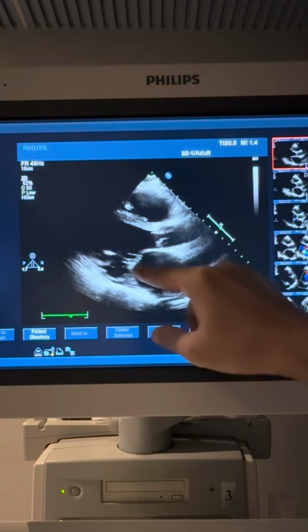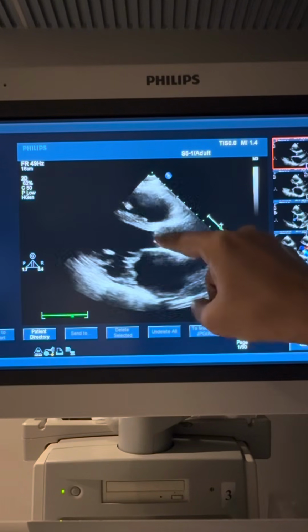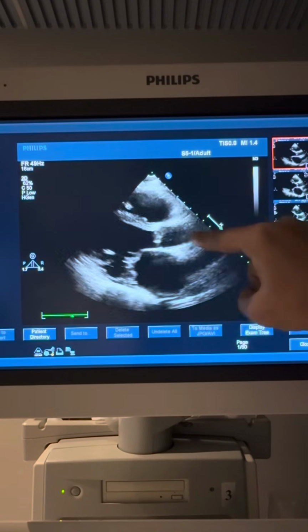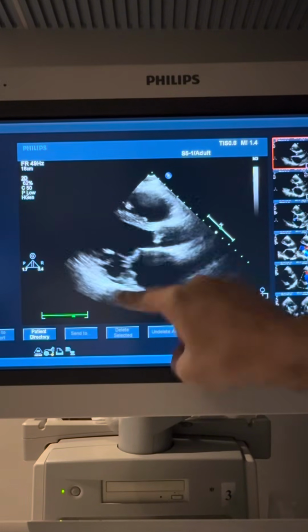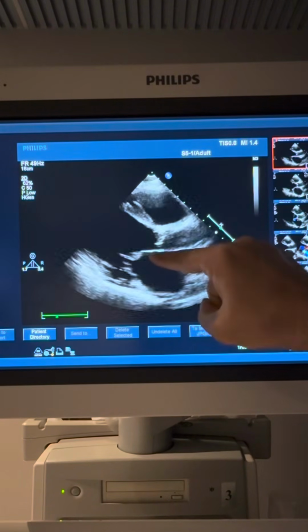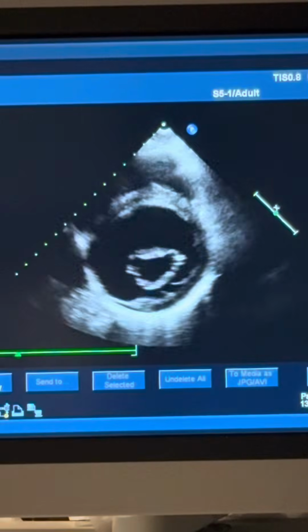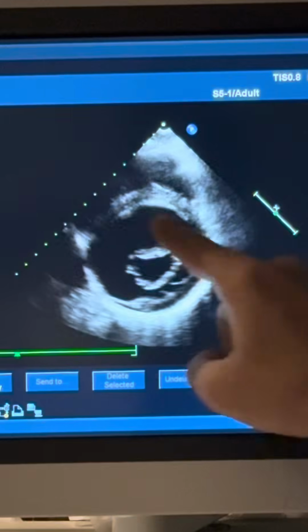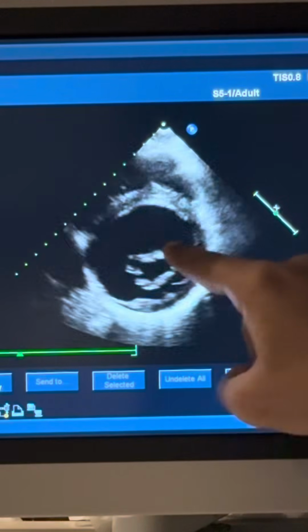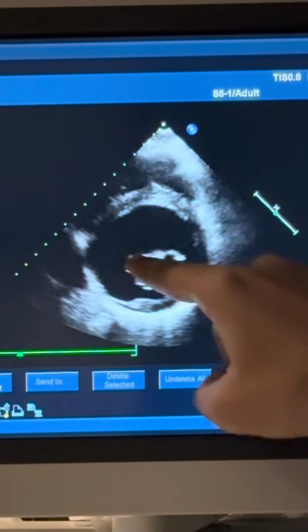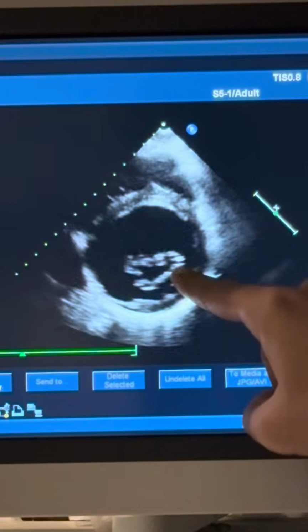In the long axis, in the parasternal long axis view, because we are cutting the aortic valve and the ascending aorta right in the middle, that means we are cutting also the middle of the mitral valve. So the middle of the mitral valve will be A2 and P2 scallops. If you are looking to the mitral valve in the short axis view, we are seeing all the scallops, the anterior leaflet and posterior leaflet.